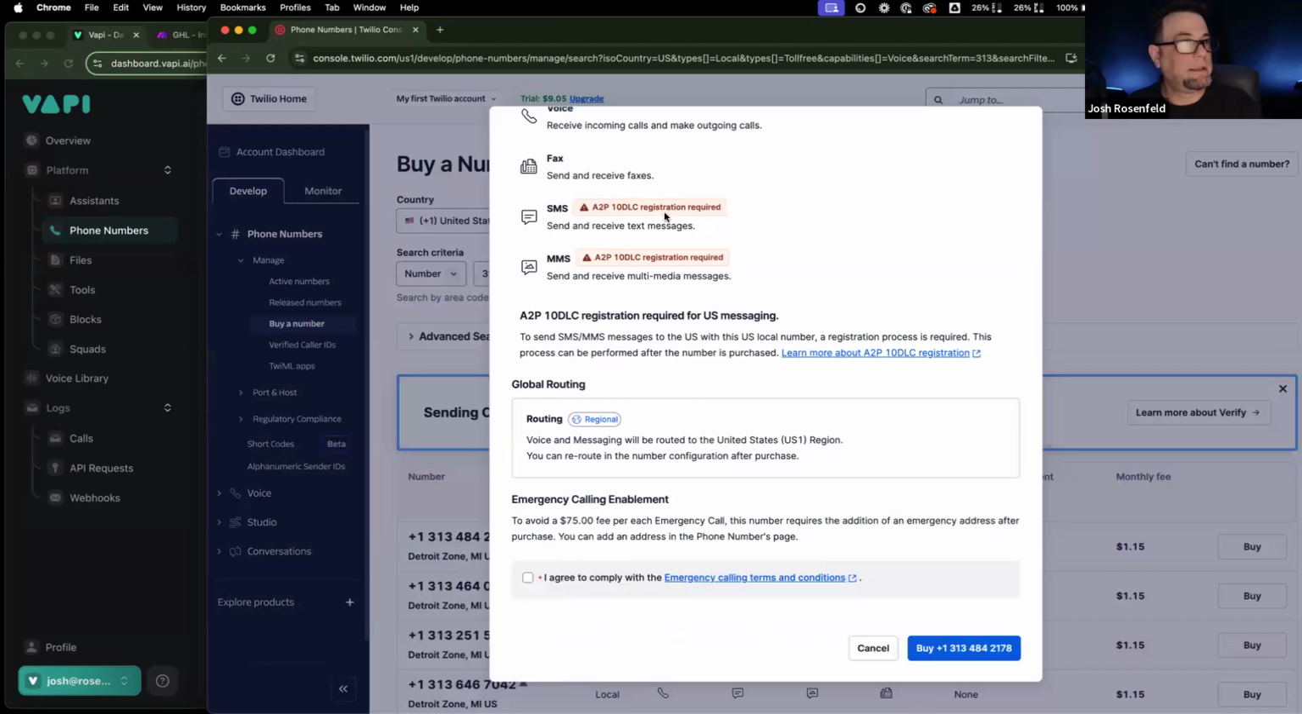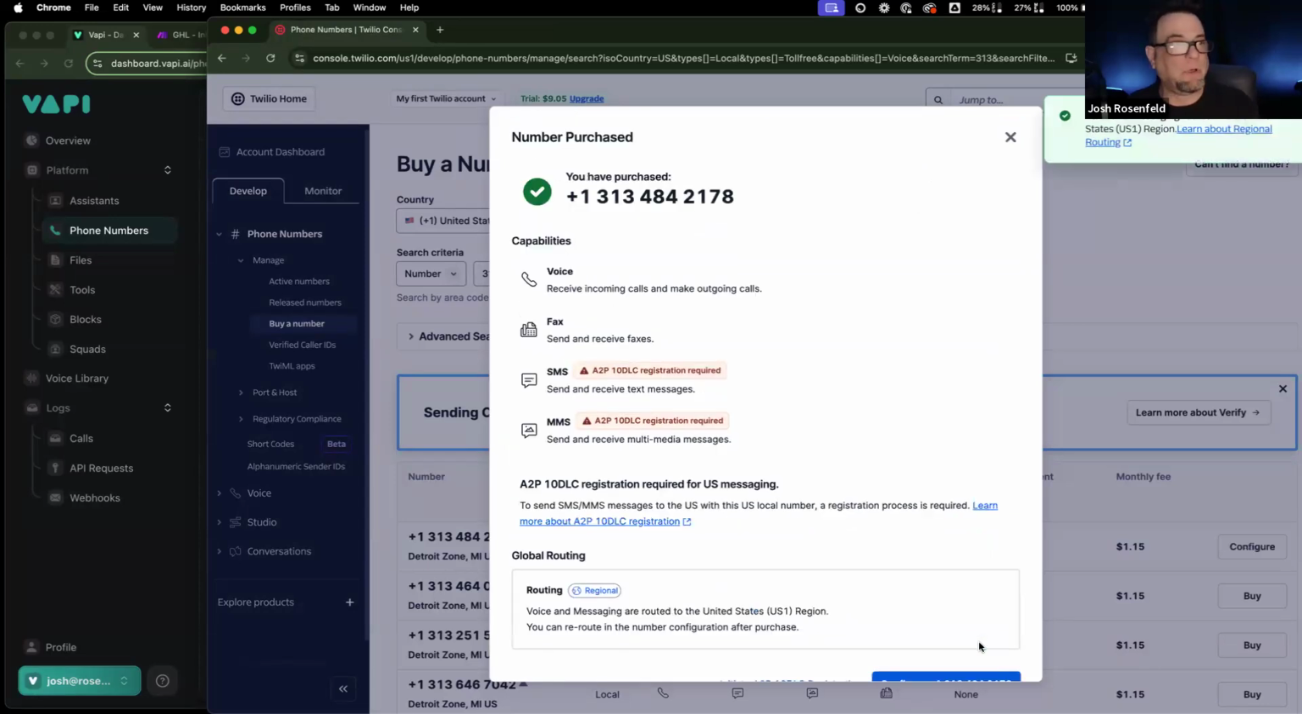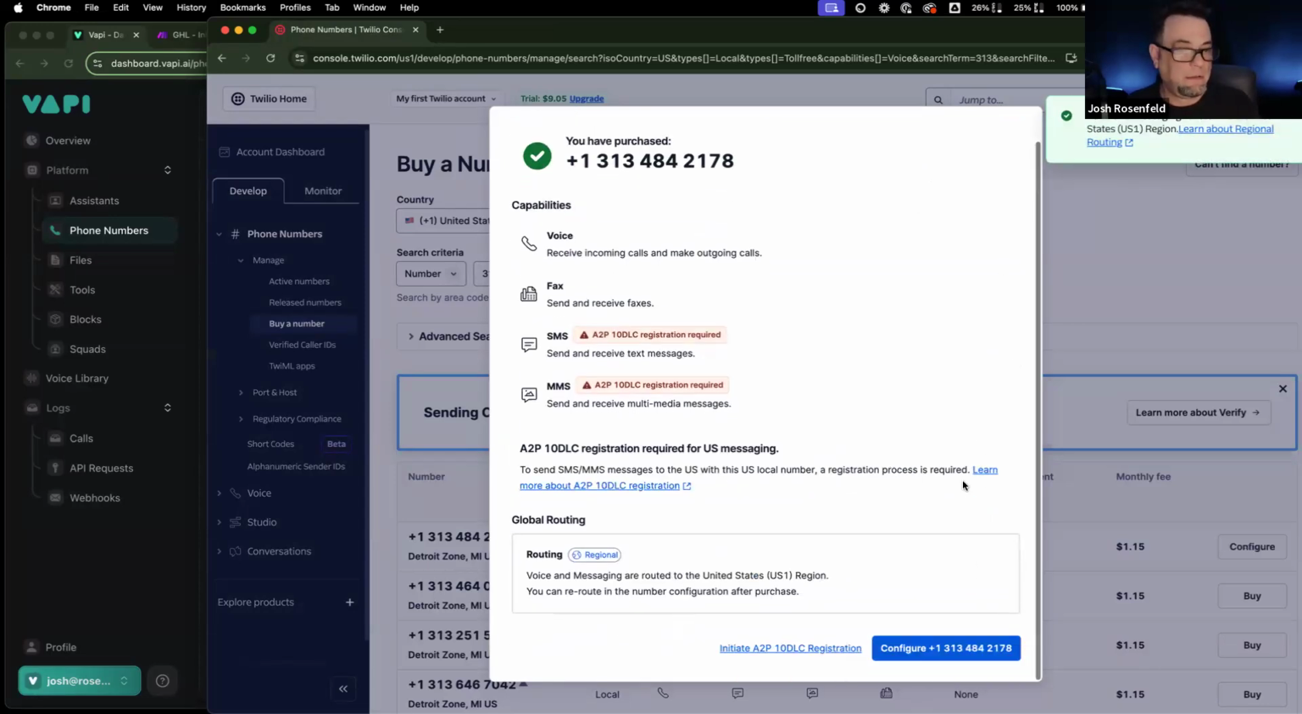So it's not going to do outside. See if it tells you. SMS required, you got to agree. So in order to do this, you have to do an emergency address, and whatever that means. I think if someone calls 911, they come here.